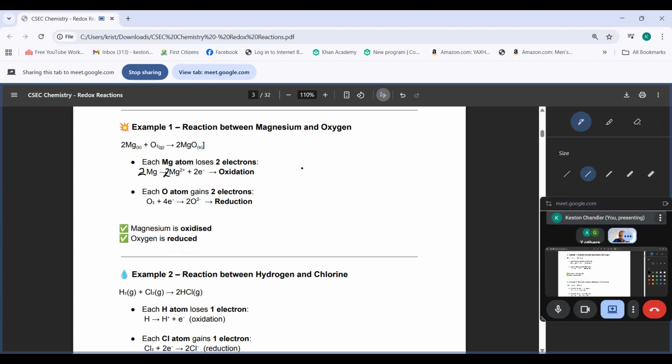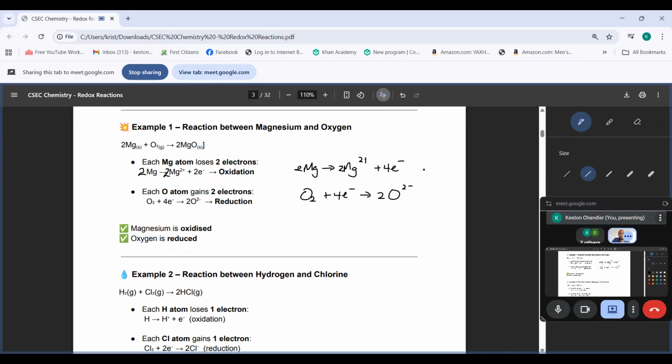And in all, they're going to actually be losing 4 electrons. These 4 electrons are going to be given to the oxygen. And we're going to get 2 O2-. Each oxygen ion getting 2 electrons. So the magnesium is oxidized, the oxygen is reduced.